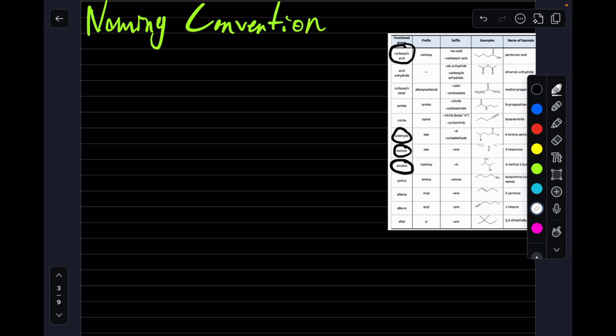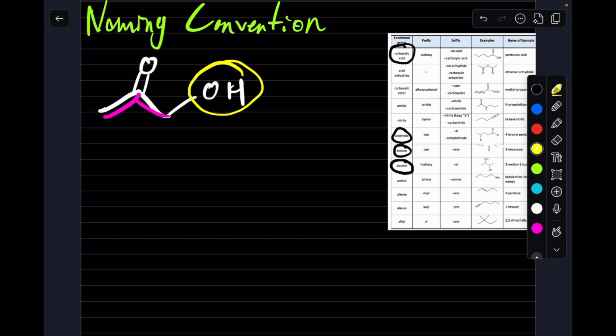So when naming these, we have to consider the priorities, or how high they list on the priority table. So basically, okay, let's take an example here, like so. Now, there are two functional groups. So the main chain is right here, and the rest are functional groups. So we have this one right here and this one right here. This is an alcohol, this one is an alcohol, and this is a ketone.